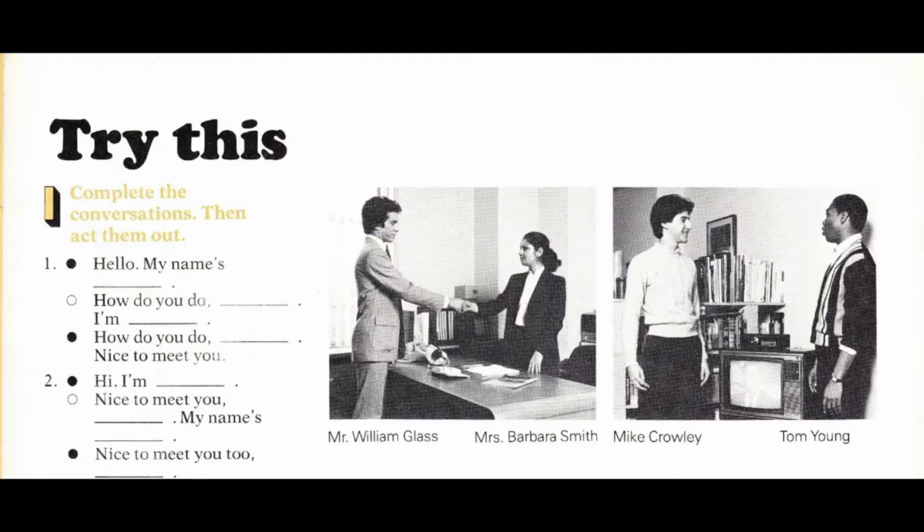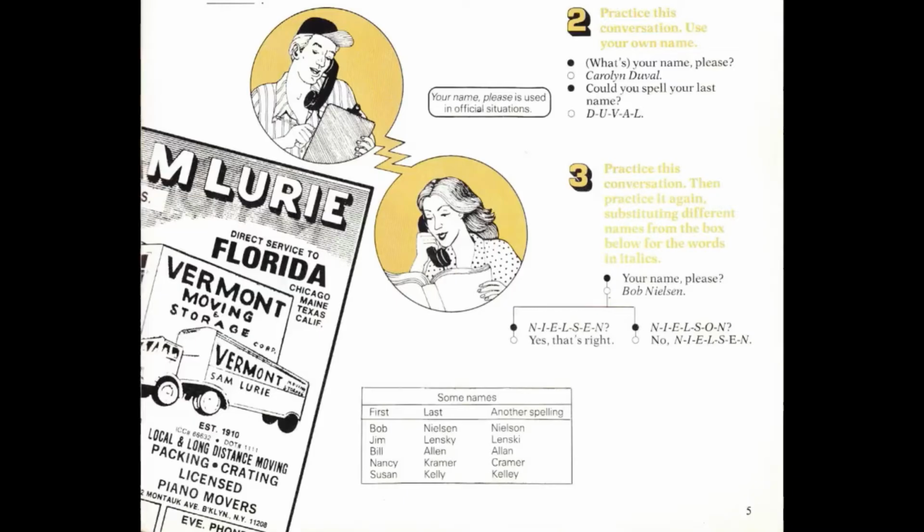Now exercise 2. Practice this conversation. Use your own names. It says, what's your name, please? Carolyn Duval. Could you spell your last name? D-U-V-A-L. So Carolyn Duval is written in italics, which means we can substitute. We can use an alternative. How do we do that? We do it this way.